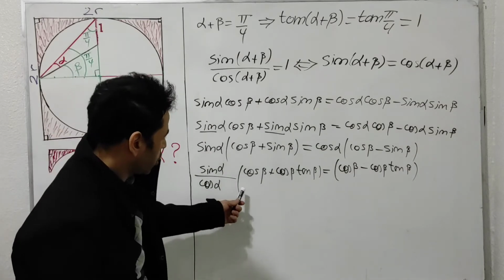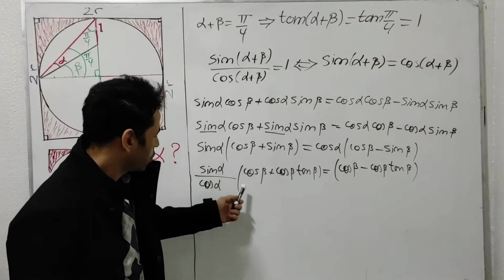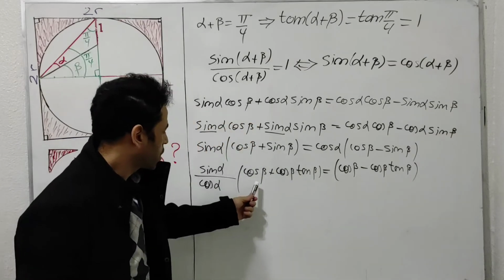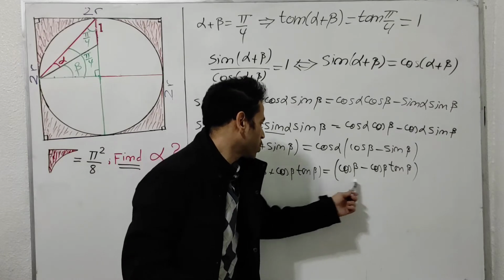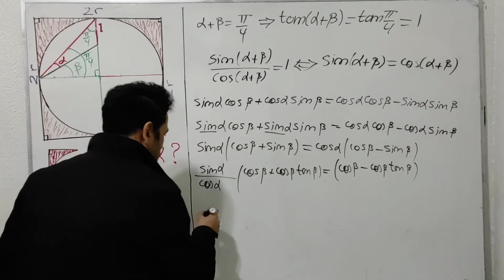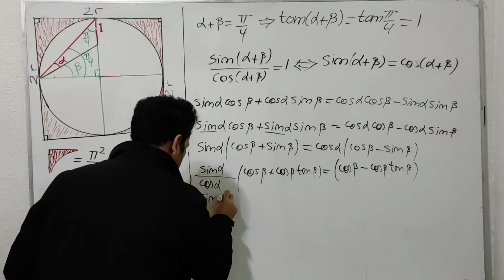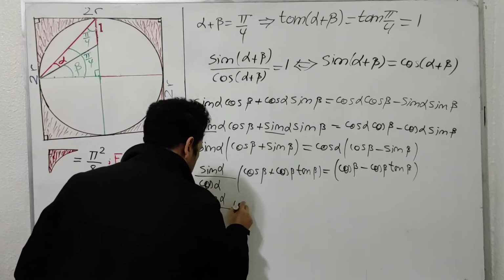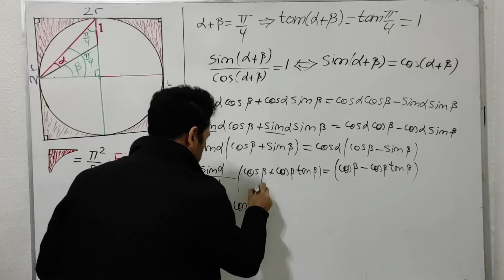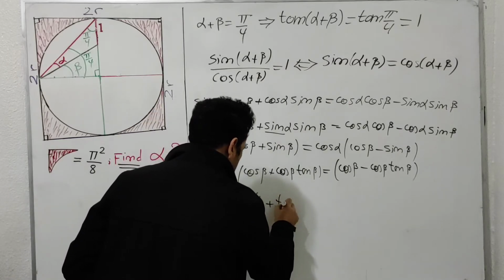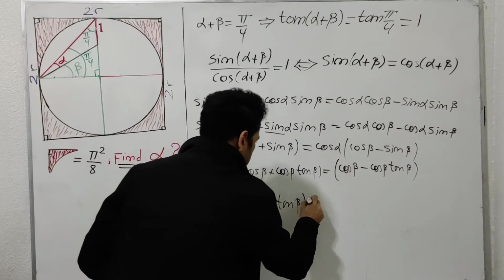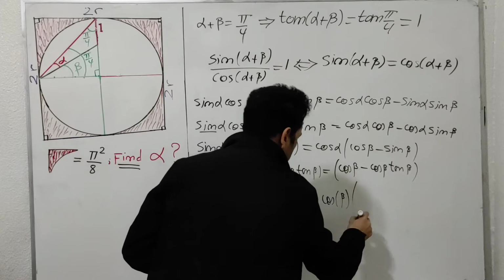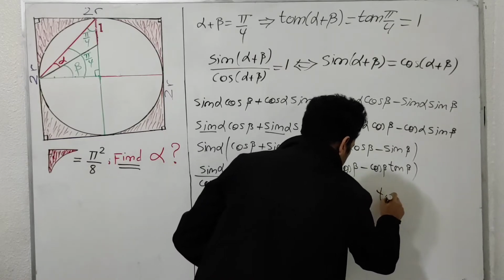Now, if you take a look at both sides, I'm going to make cosine beta a common factor for both sides. So I will get sine alpha divided by cosine alpha multiplied by cosine beta multiplied by 1 plus tangent beta equals cosine beta multiplied by 1 minus tangent beta.